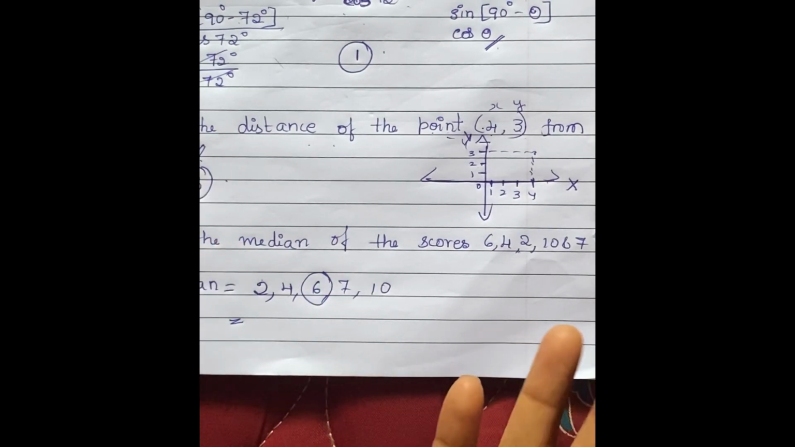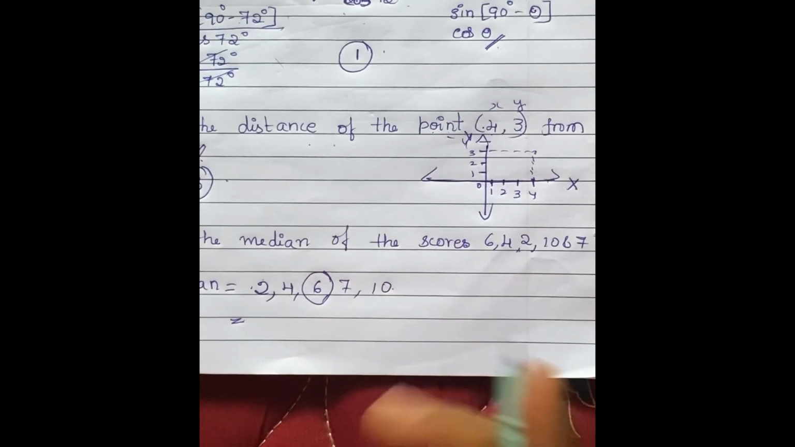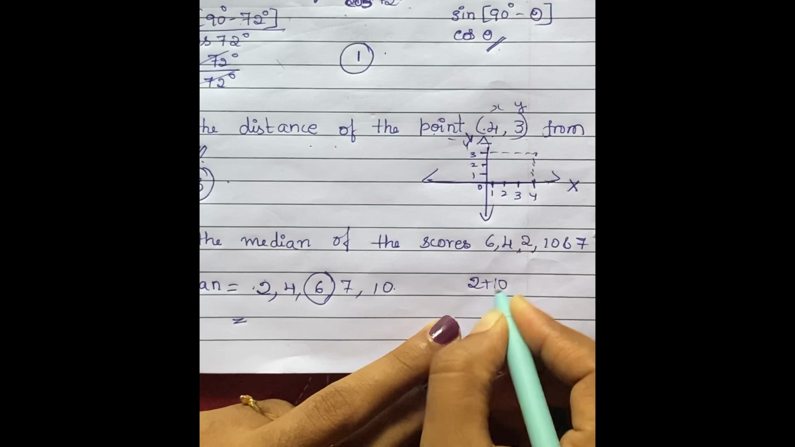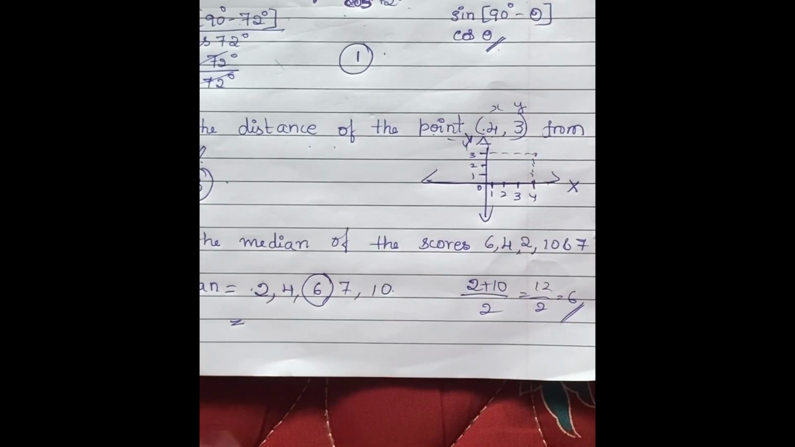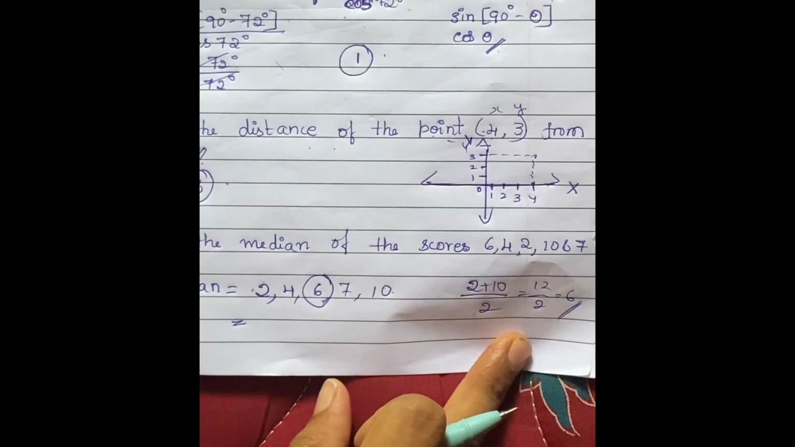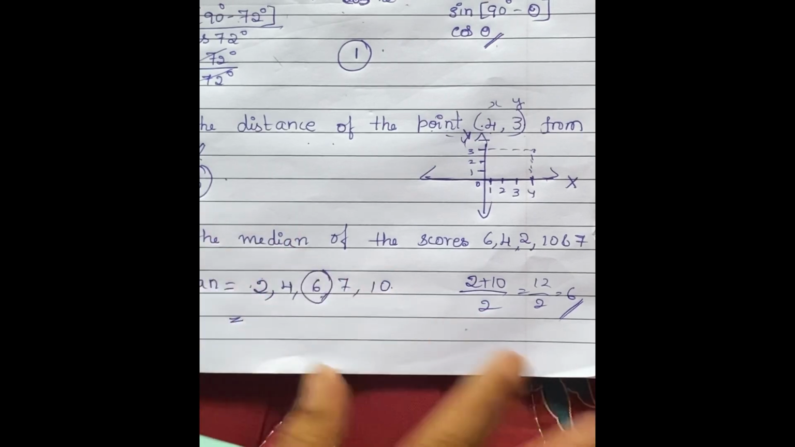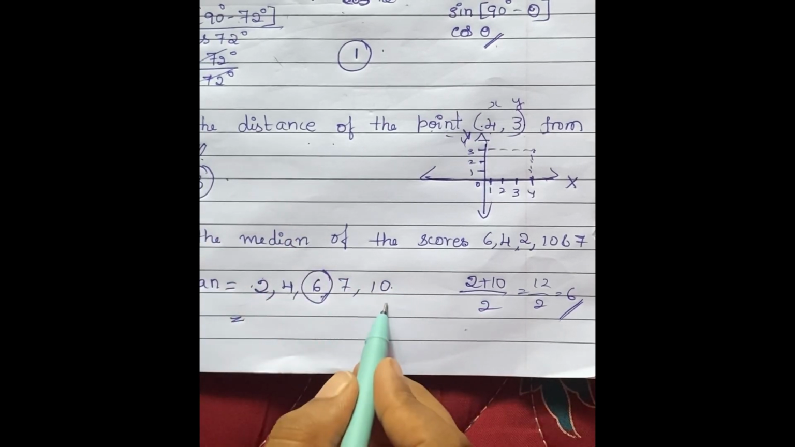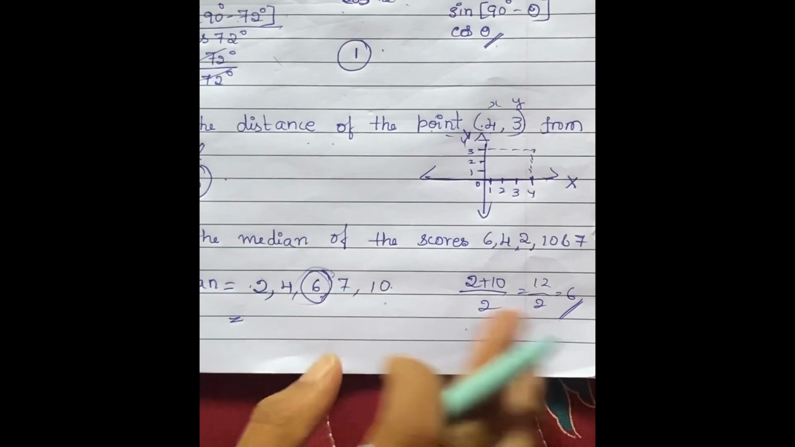If you go through the formula, first plus last divided by 2 is the median value. That is 2 plus 10 divided by 2, 12 by 2 is 6. This is the median value. So now we have two methods to find it. Since it is a 1-mark question and we don't have time to write the steps, you can just directly write it in ascending order and select the middle one, that is 6.